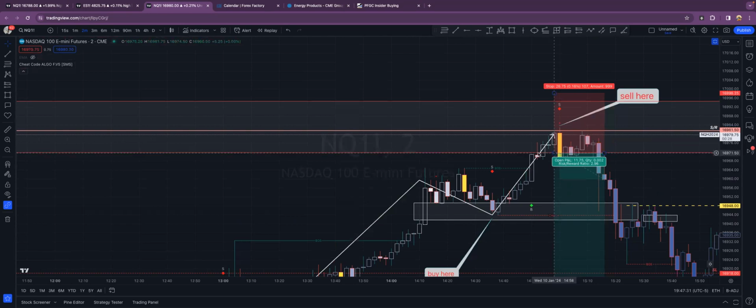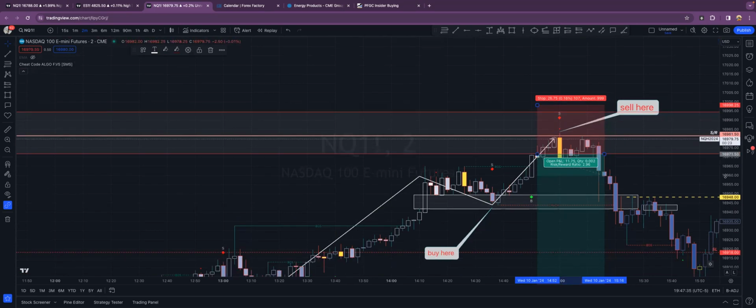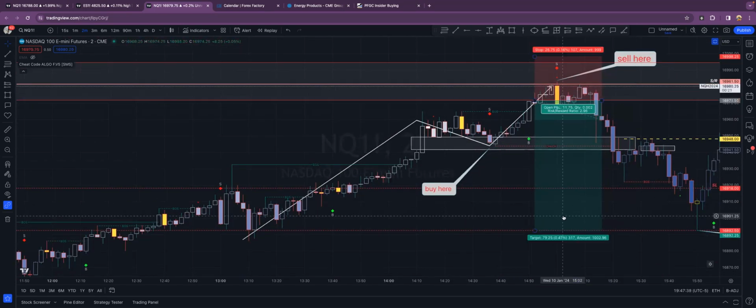You got a block. You know what happens. They're going to get lobbed off. I'm going to risk this. I'm going to risk 27 points, 26, 27 points, and I'm looking to make 79 points.